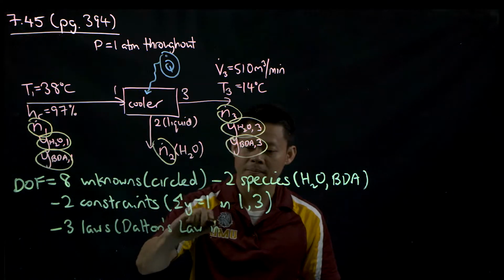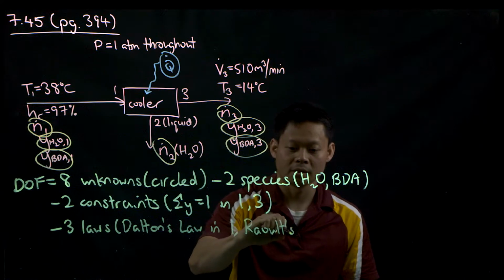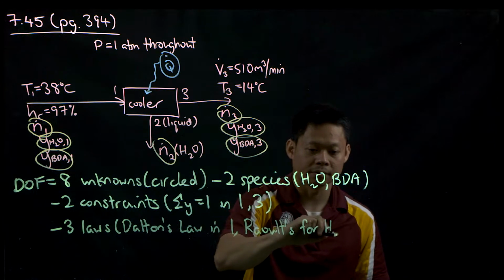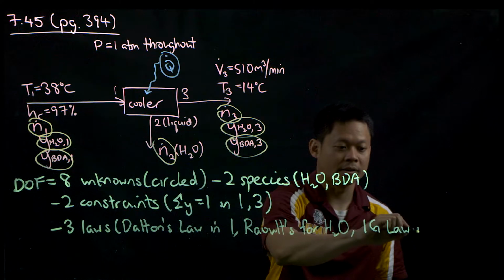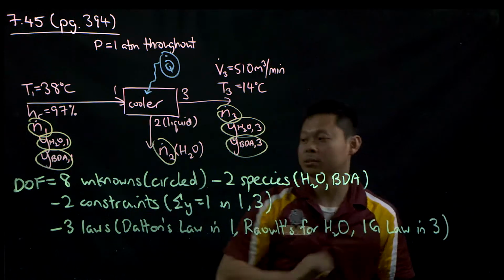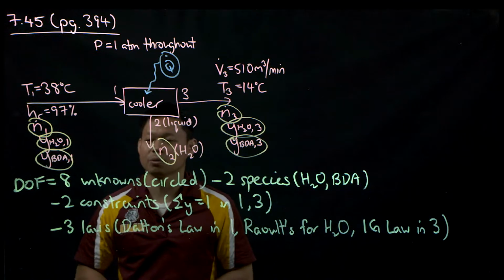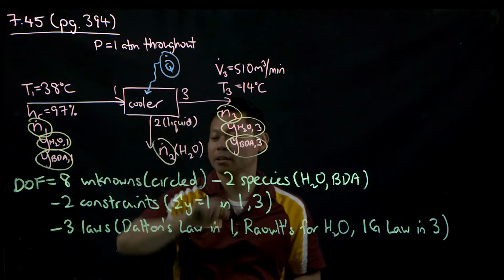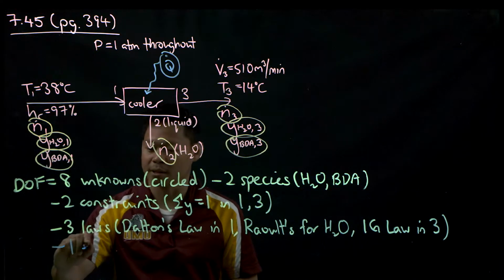Dalton's law in stream 1, we have Raoult's law for water, and then we have the ideal gas law in stream 3. So those are our 3 laws. So we have 8 minus 2 minus 2 minus 3, that gives us 1, and the last one to calculate Q, that is our new one, which is our energy balance.